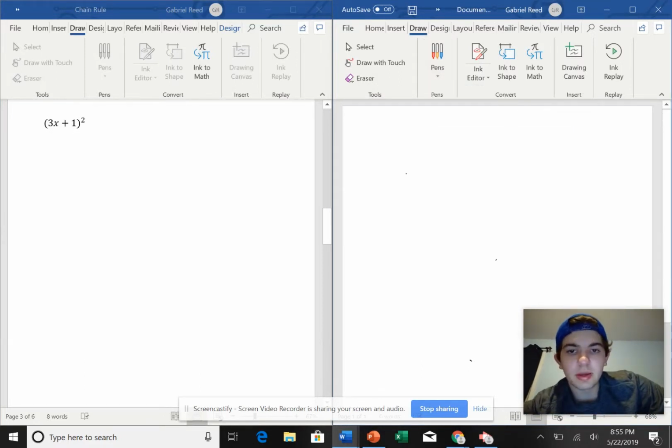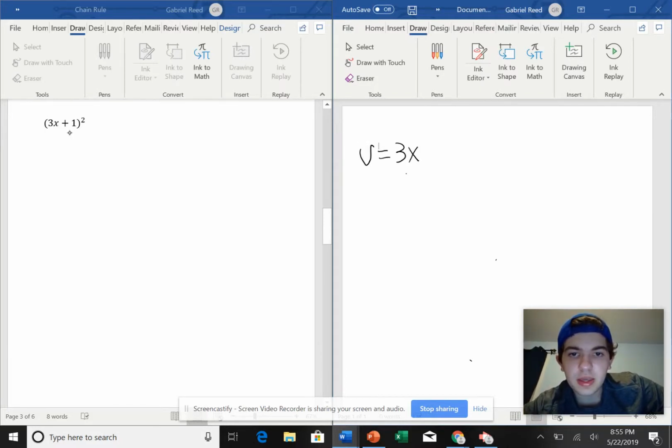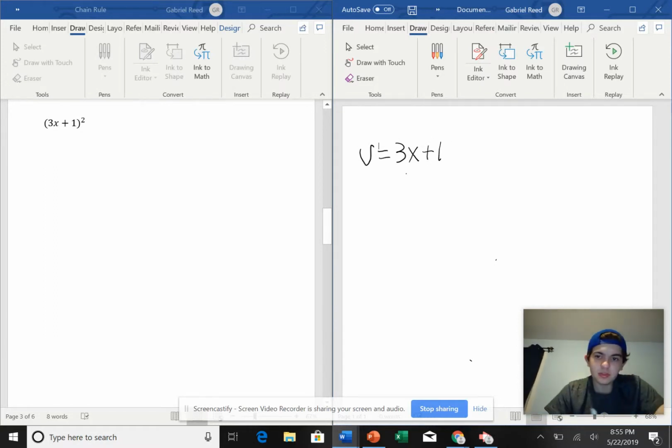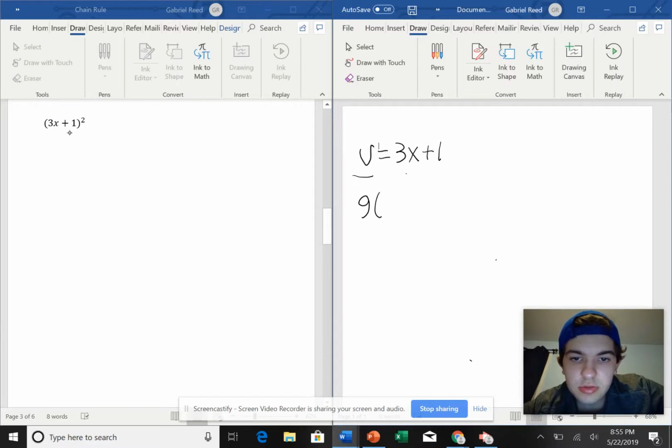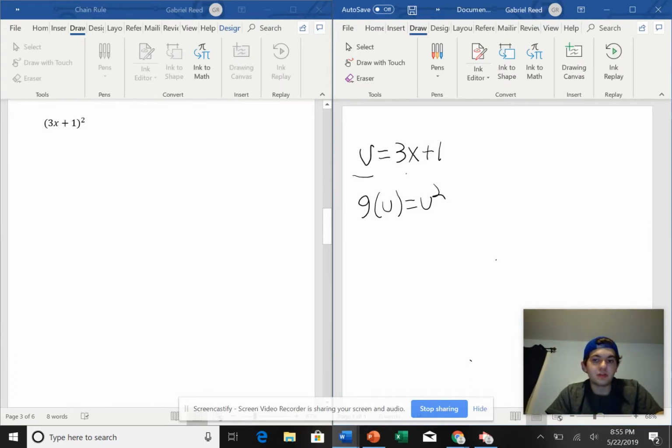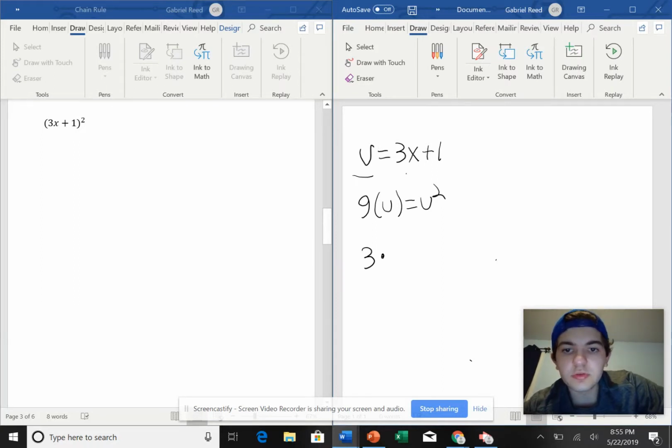So I would need to first create my inner function. I would say that u equals 3x plus 1. That's going to be my inner function. And my outer function is going to be this value, which is u, being squared, like the last one. So I'm going to say g of u equals u squared. I need to find the derivative of the two, then multiply them together. The derivative of u with respect to x would just be 3. So I do 3 times the derivative of g of u. The derivative of g of u is just going to be using the power rule, bringing the 2 in front of the u.